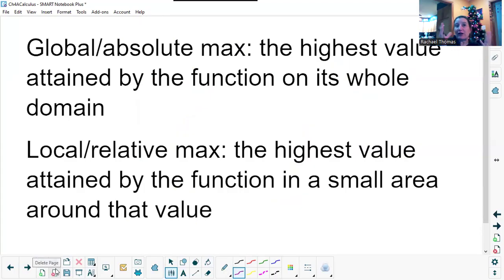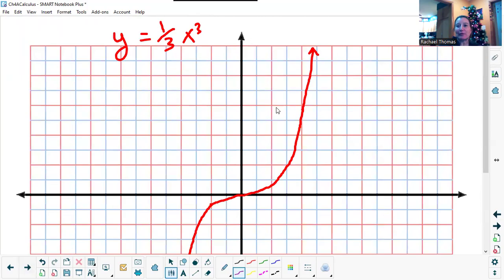So just to clarify, global absolute max is the highest value attained by the function on its whole domain. The whole thing that you're given, the highest value overall is the global max. Then that makes a local or relative max the highest value in a small area. And technically, the word we use for this is neighborhood, which I love. I love that we use the word neighborhood to describe an open set around the point in question. It's like where the point lives in its neighborhood.